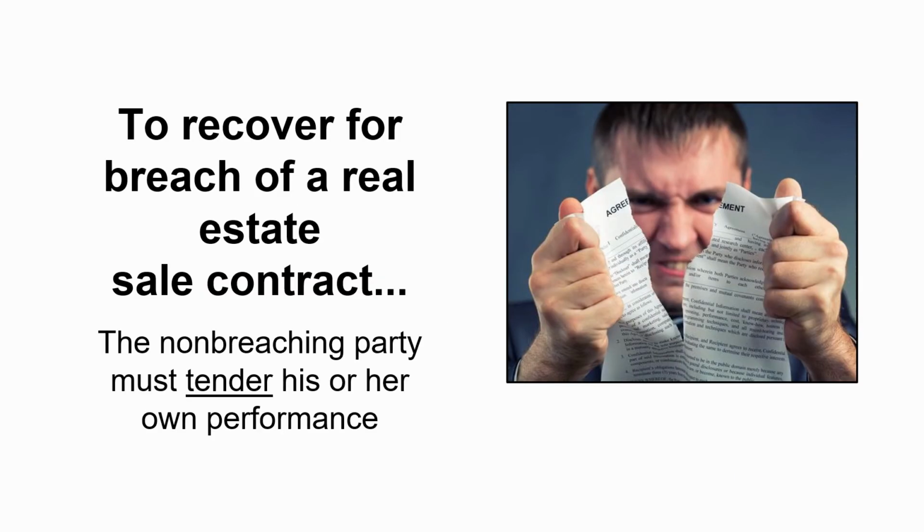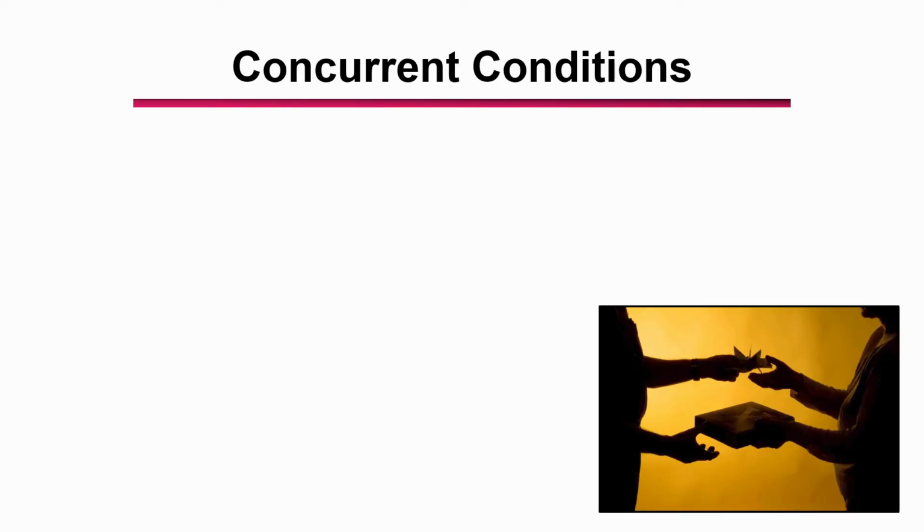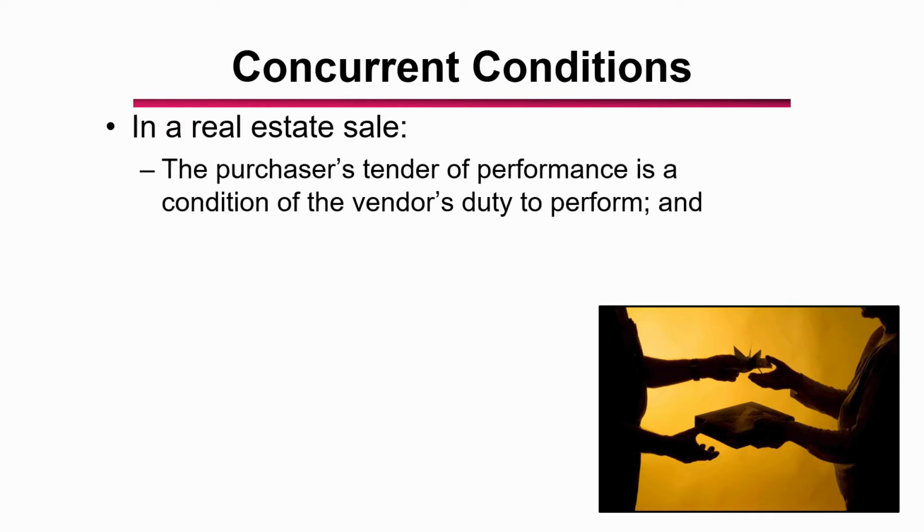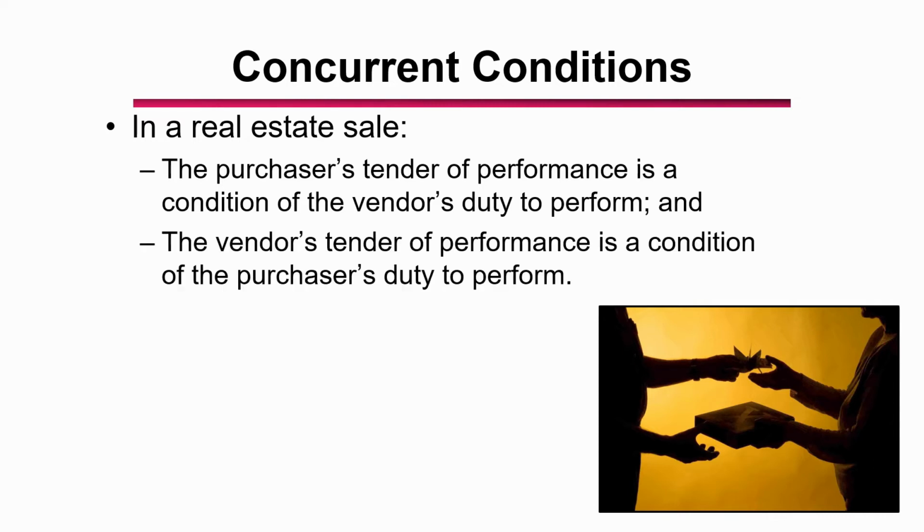We need to understand that before any party can recover for a breach of a real estate sale contract, the non-breaching party, the innocent party, must first tender his or her own performance. The reason that tender is necessary is that the performances of the parties under a real estate sale contract are considered concurrent conditions. What that means is that in a real estate sale, the purchaser's tender of performance is a condition of the vendor's duty to perform, and likewise the other way around. The vendor's tender of performance is a condition of the purchaser's duty to perform.